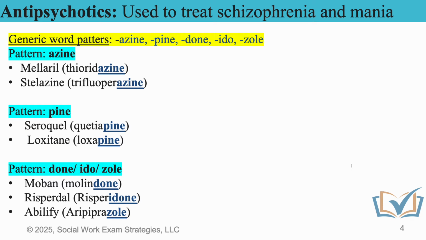If you look at this list here, your name brand medication is always going to be on your left side, and your generic medication is always going to be on the right side. So if you look at the first bullet point here, the pattern is A-Z-I-N-E. You see how the generic name medication ends with that pattern, A-Z-I-N-E? This is an easy way of memorizing this medication.